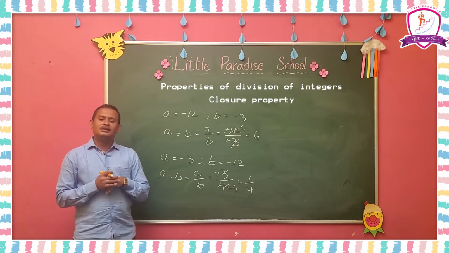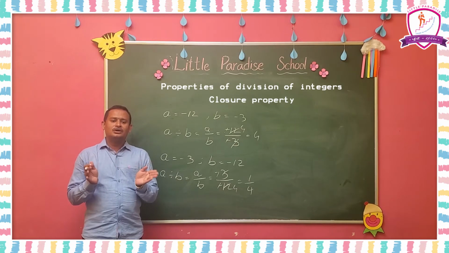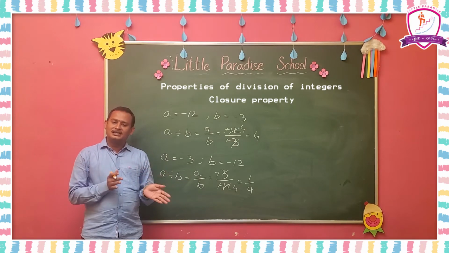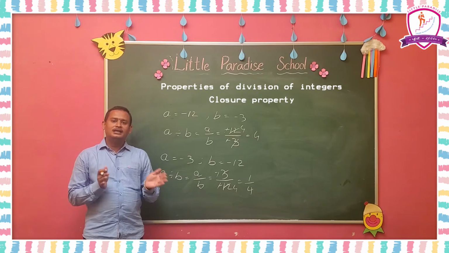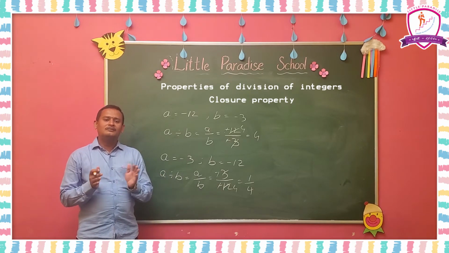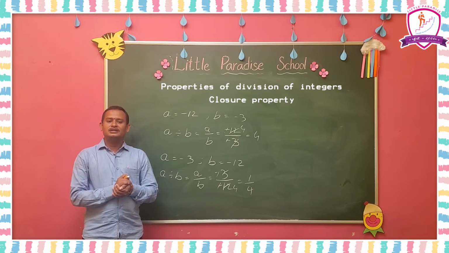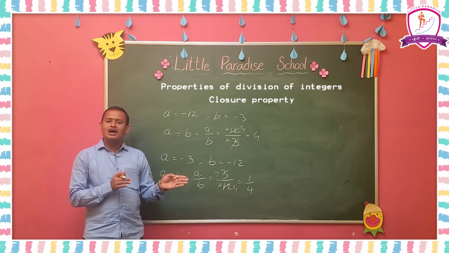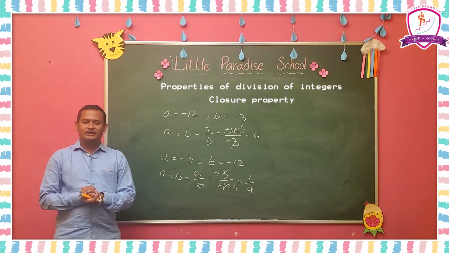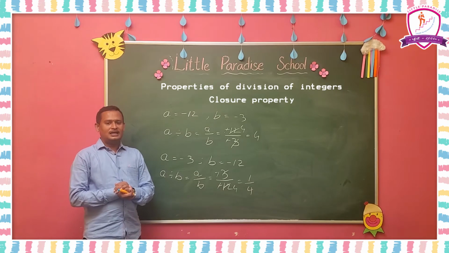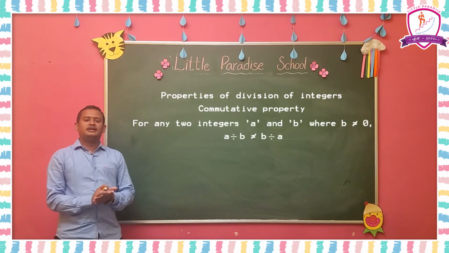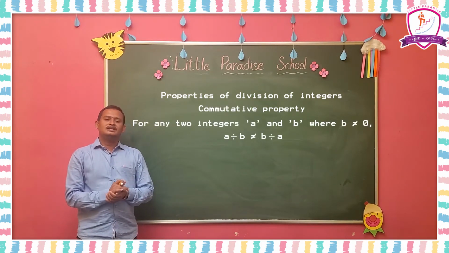So, you remember that already we know integers. Any fractional number or any decimal number will not be an integer. So we observe that integers are not closed under division, you can say like that. So next, what is the next property? Commutative property of division in integers.